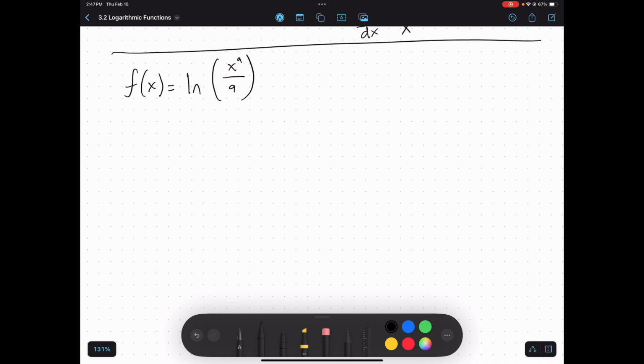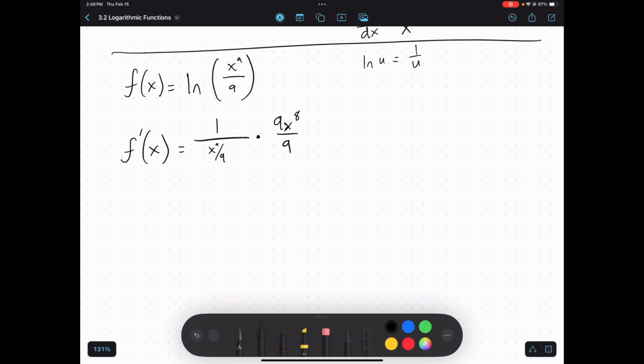Okay, so chain rule: I take the derivative of my outside function. The derivative of natural log of u is just 1 over whatever that variable is. So I get 1 over, but then I keep the inside function the same, x to the 9th over 9. And then I need to multiply by the derivative of the inside function, which is 9x to the 9th over 9. Oh, sorry, not to the 9th, 9x to the 8th. Right? Power rule, you decrease the exponent by 1.